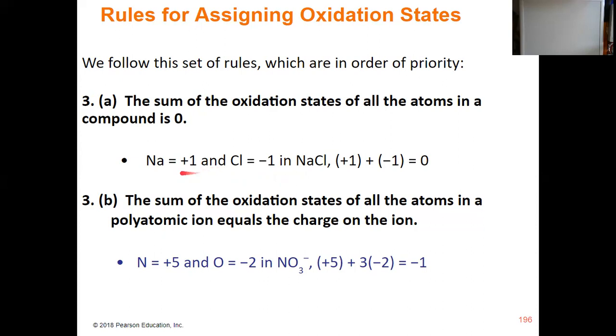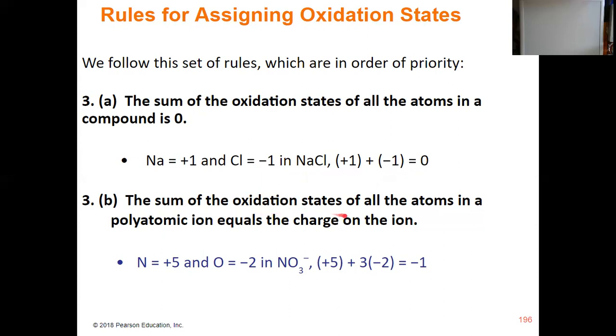We can use some of the other rules to figure out what the oxidation states of sodium and chlorine are, but it turns out that Na is +1 when it's part of a compound. Notice that it's not a free element in this state, it's part of a compound. The oxidation state of Na in a compound is +1. The oxidation of Cl in this case is -1. If we add the oxidation states of the sodium and the chlorine together, we get 0.